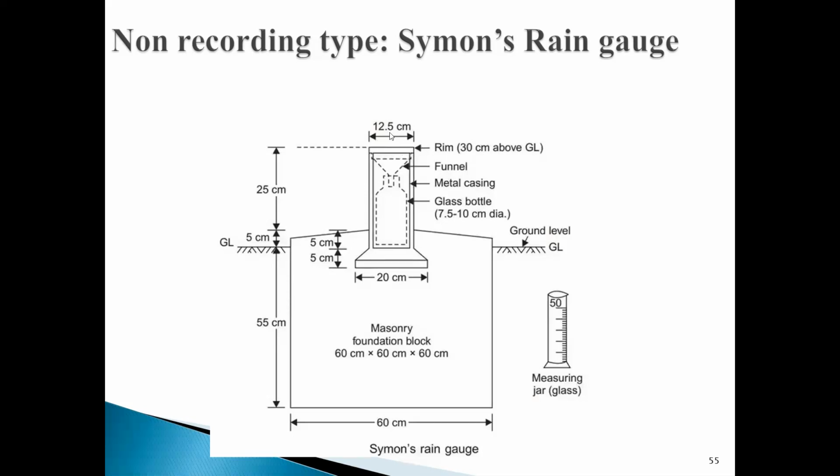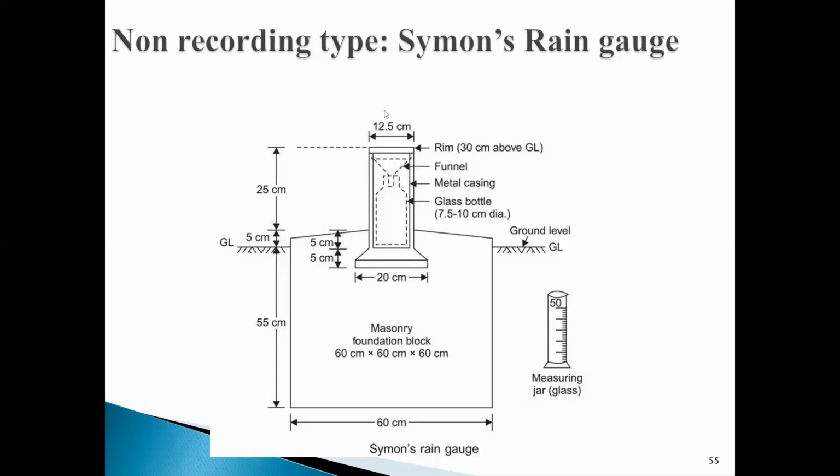It is open to the atmosphere, and the diameter of this rim is about 12.5 centimeter, and the top level of the rim is about 30 centimeter above the ground level. So this is a very simple equipment. Whenever a rainfall takes place, the rainfall is recorded daily, one in the morning, that is at 8:30 Indian Standard Time, and one in the evening, that is 5:30 Indian Standard Time.